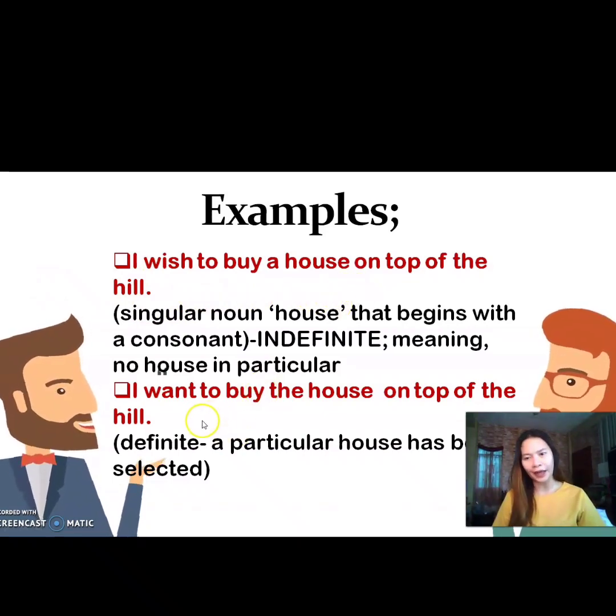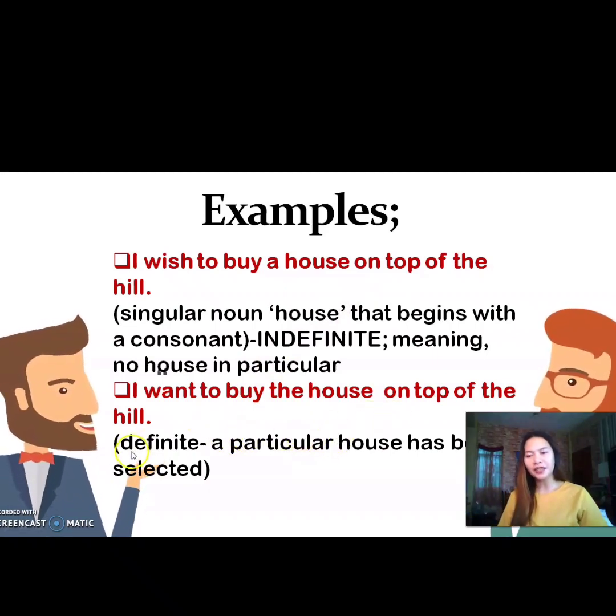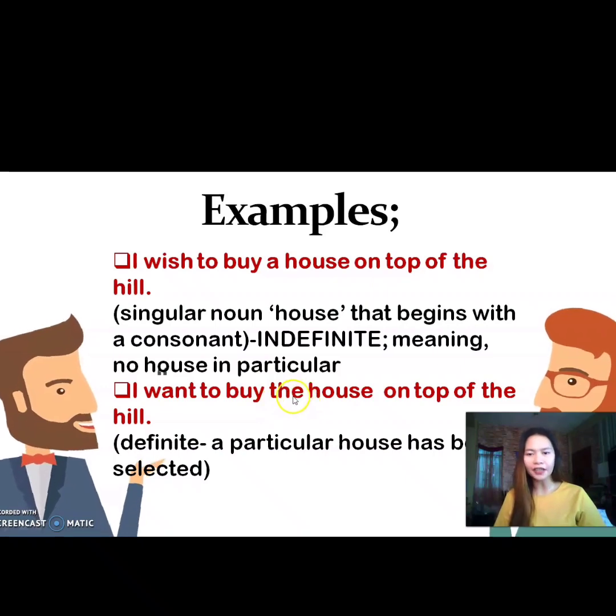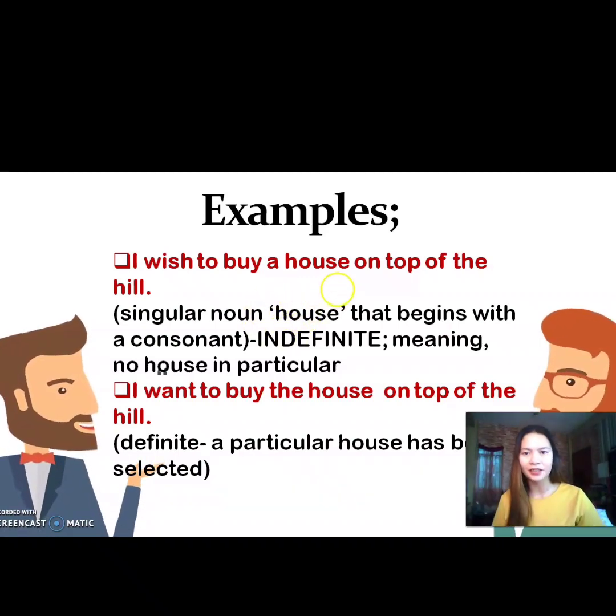How about the next one? I want to buy the house on top of the hill. There is a definite or particular house that has been selected. So the speaker here has a selected house to buy on top of a hill. That's why he or she uses the article the to modify the house. In the previous one, a house, there is no particular house to buy, or it is indefinite.